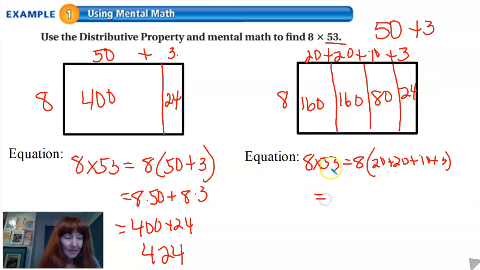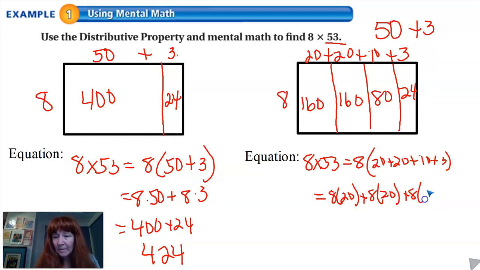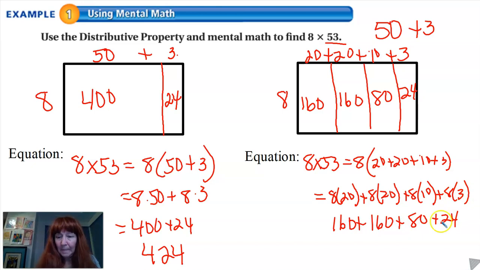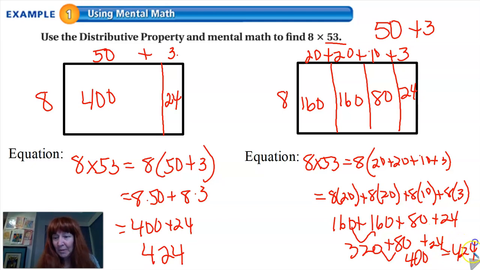But I'm going to write it out here. 8 times 20 plus 8 times 20 plus 8 times 10 plus 8 times 3, 160 plus 160 plus 80 plus 24. This is 320 plus 80, I know is 400 plus 120, plus 24 equals 424. Shoot, thank goodness they match. Okay, so it's not really all mental math, but it's definitely finding numbers that are easy to multiply.